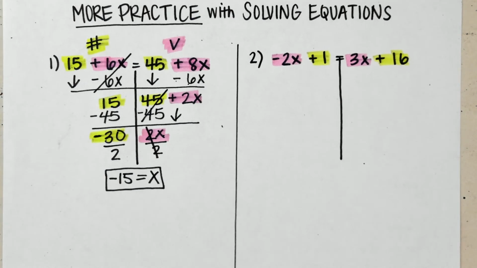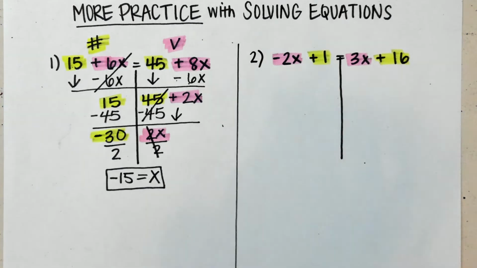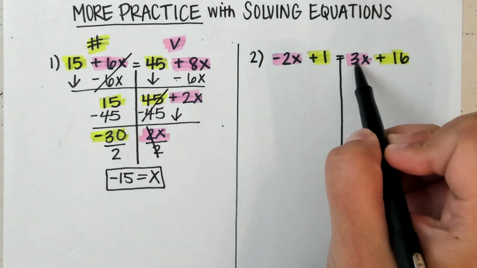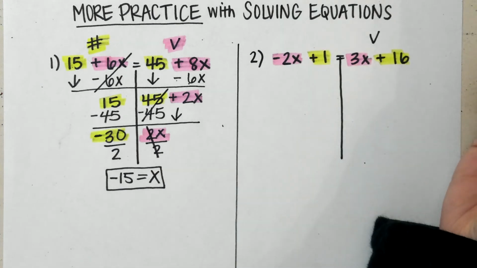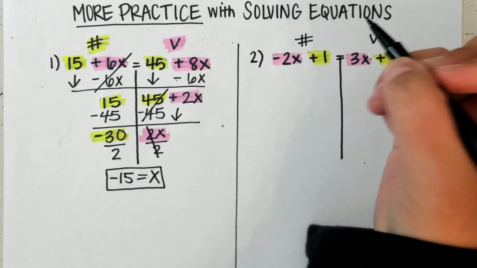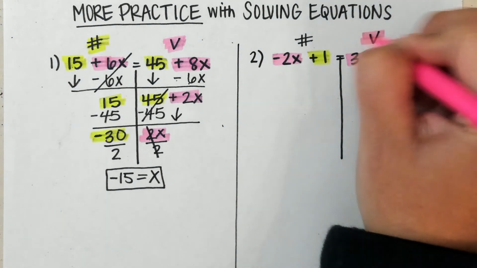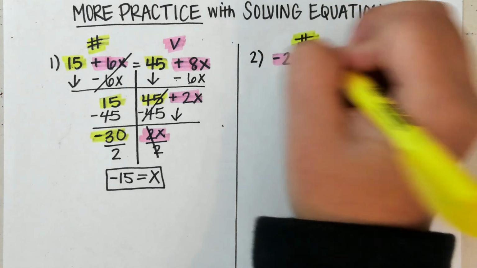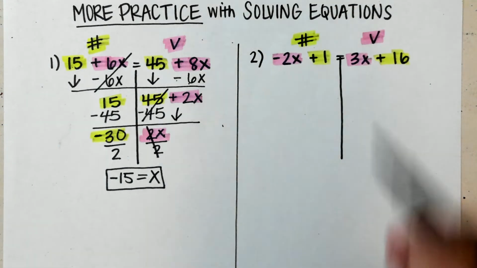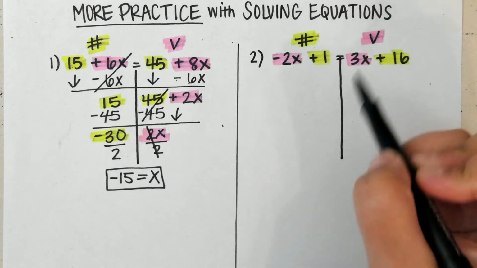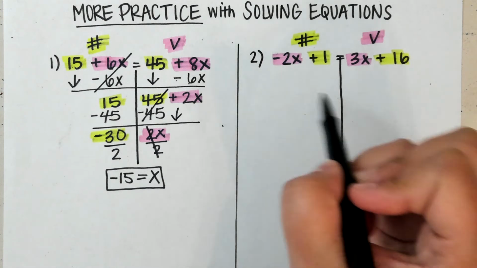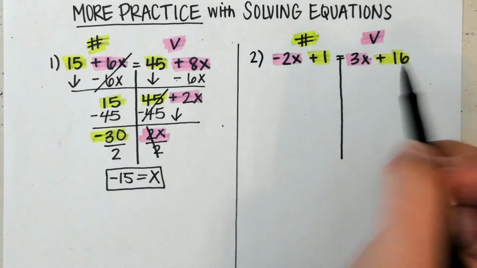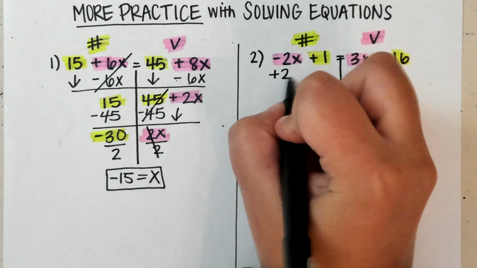Number 2, again, I have color-coded those with a variable and the ones without a variable. So now let's label our sides. I've got negative 2 and 3 next to the variable. 3 is bigger, so this side is going to be my variable side, and the left side is going to be my number side. So now I want to get all of my variables over here. I know that I want this x to come over to the other side. When I move it across the equal sign, I have to do the opposite. So the opposite of a negative 2x is a positive 2x.